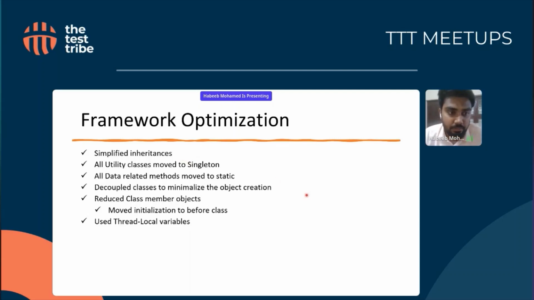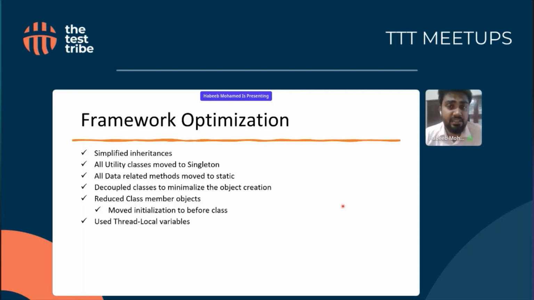And there is one more thing which most of us miss. We simply go and create class level objects for whatever we need at the instance level itself for all the test cases. By doing that, it actually increases the time for building the project itself. So to reduce the build time, we moved all our initialization to the before class or before method, based on the requirements, and we moved to thread local variables instead of instance level variables to avoid concurrency issues. These are the few framework optimizations we went through.